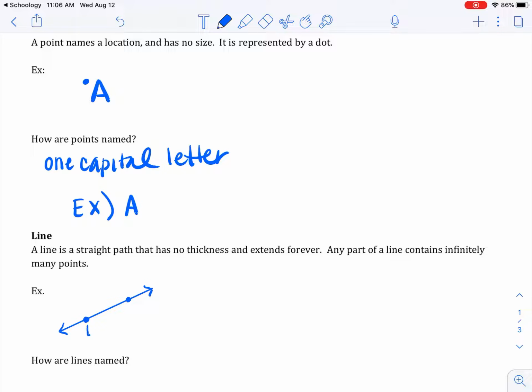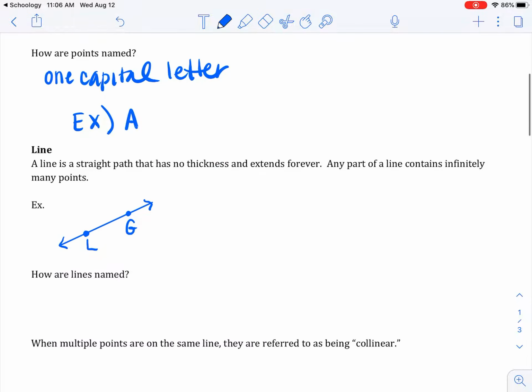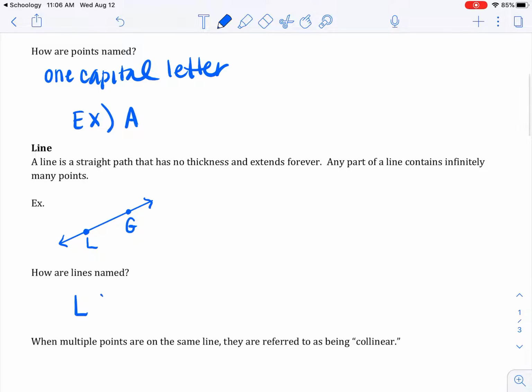All right, so let's say this point's name is capital letter L, this is capital letter G. If I wanted to name that line, this would be line LG, and then above it you would have to have a line above it like so. You could also call it GL with a line above it. That's the same line.